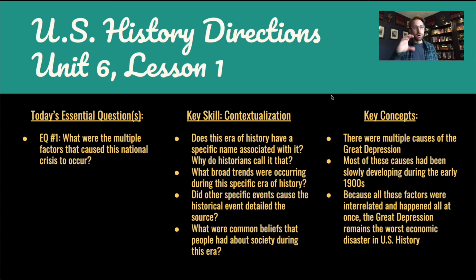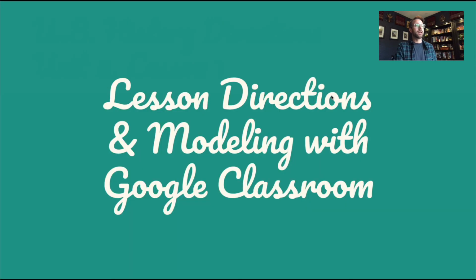And because all these factors were interrelated and they happened all at once, that's why the Great Depression was so bad. If just one of them had happened, we would have had a bad economic situation, but all of them happened and set each other into motion, and that's why it is still the most devastating crisis to ever occur in our entire history. All right, so let me show you how to get to what you need to do there.